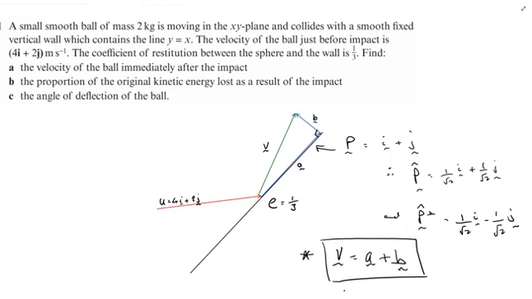So you can read through the setup there. Small ball, mass 2 kilograms, moving in the xy plane, collides with a smooth fixed vertical wall which contains the line y equals x. The velocity of the ball before the impact is 4i plus 2j meters per second. The coefficient of restitution between the sphere and the wall is 1/3. Find the velocity of the ball immediately after the impact.